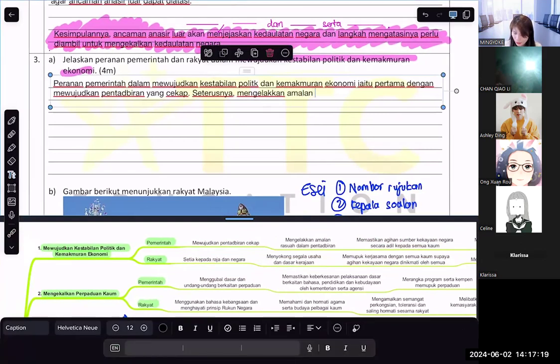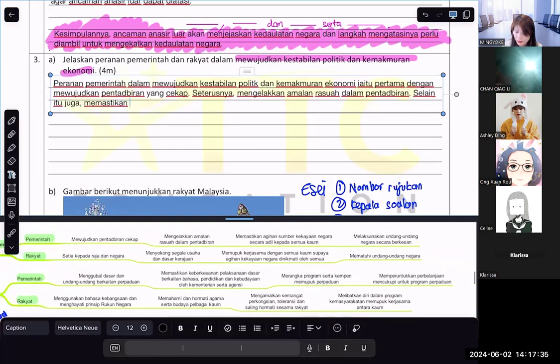Mengelakkan amalan rasuah dalam pentadbiran. Okay, then selain itu juga memastikan keagihan sumber kekayaan negara secara adil dan saksama. So long, you don't want to write the long one. So you write the last one.